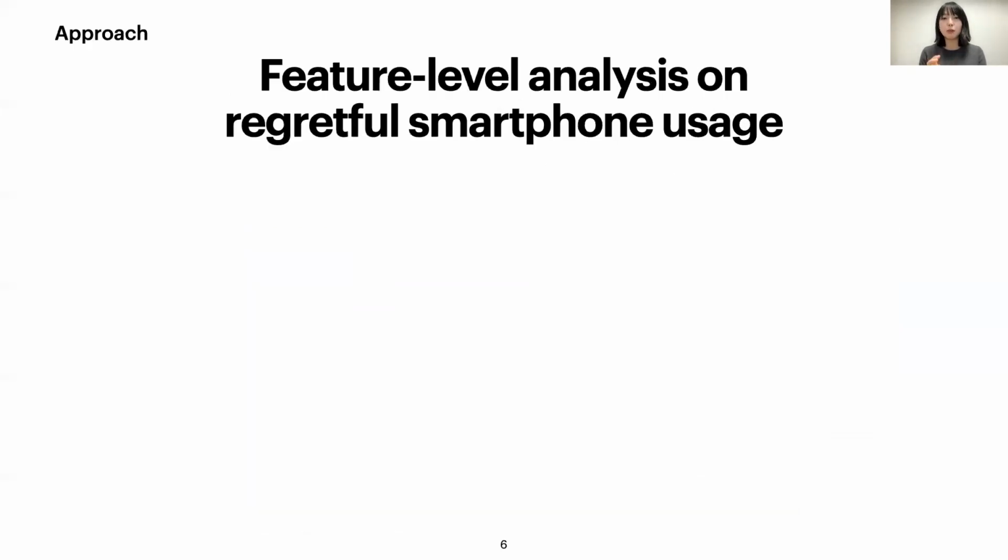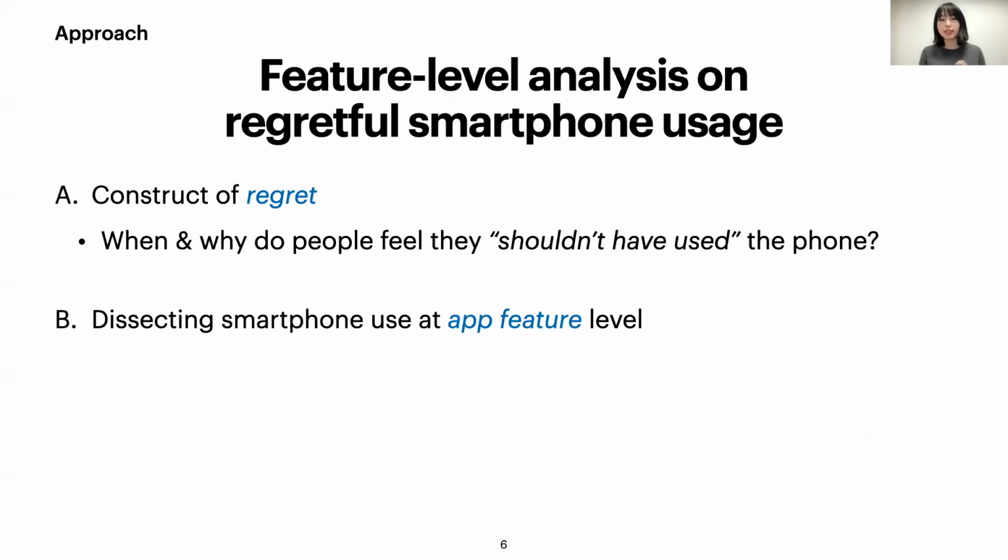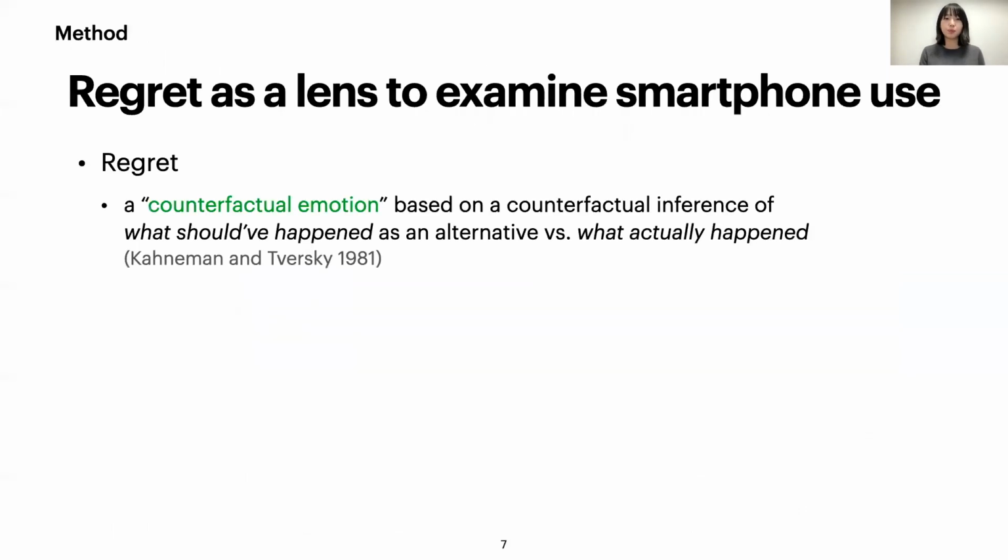In this work, we aim to better understand what is happening at the feature level during regretful smartphone usage, and we draw insights for more nuanced interventions based on these feature level findings. Using the construct of regret, we've answered the question: when and why do people feel they shouldn't have used the phone, and we dissect smartphone use at the app feature level as shown in the demo video.